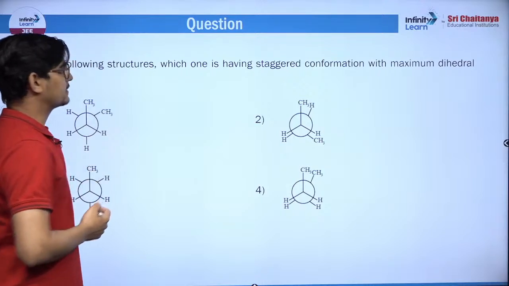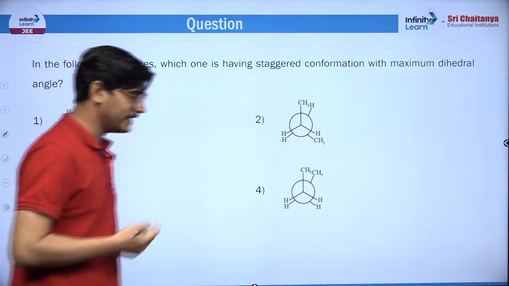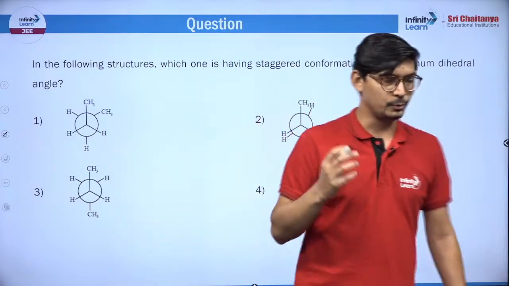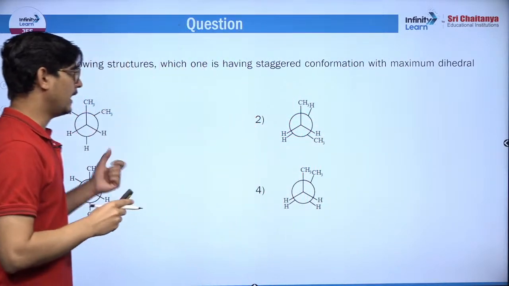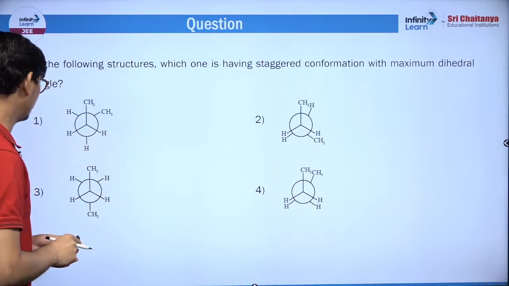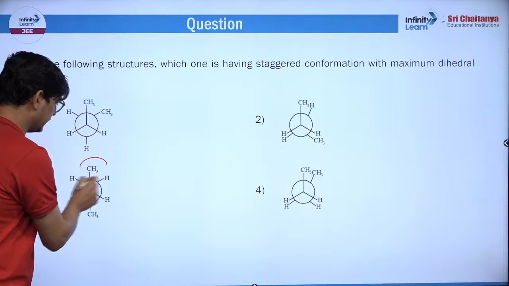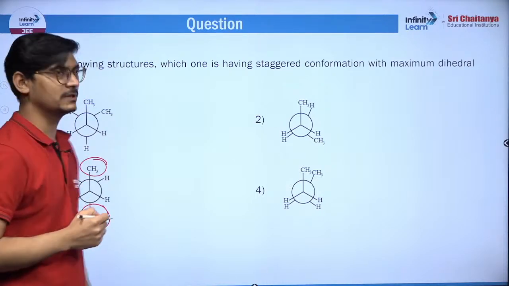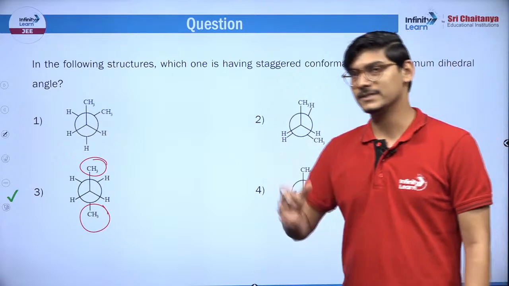In which of the following structures is the staggered conformation with maximum dihedral angle? So dihedral angle is the angle between the bond pairs of two substituents on adjacent carbon atoms, and the reference is arbitrary. Which one do you want to take? Normally we take the bulkiest groups, right? So here you can see these two methyl groups, okay? You always consider the bulkiest groups to determine stability, right?